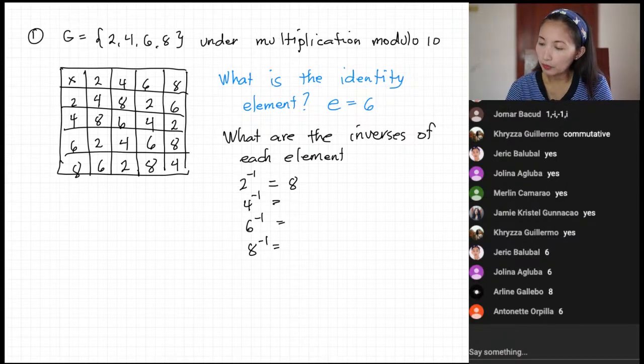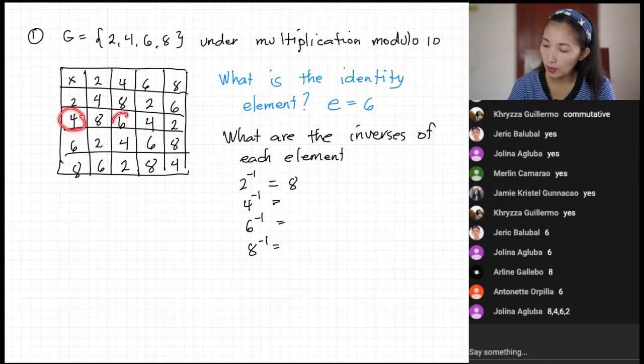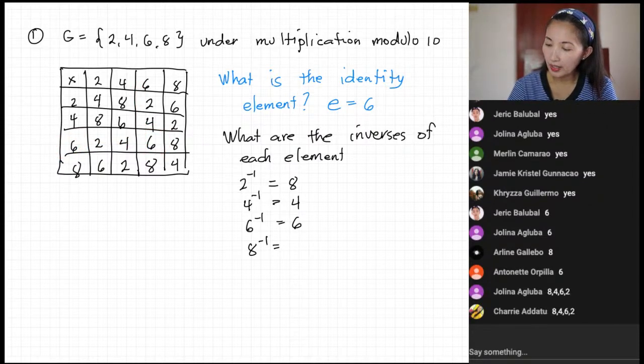Next, how about 4 inverse? Our identity element is 6. What is multiplied to 4 to get 6? It's 4. So 4 inverse is 4. Next, 6 inverse. What is the inverse of 6? Look for the identity element 6. What was multiplied to it? 6. The inverse of 6 is 6. And finally, the inverse of 8? What must be multiplied to 8 to get 6? It's 2. So 8 inverse is 2.